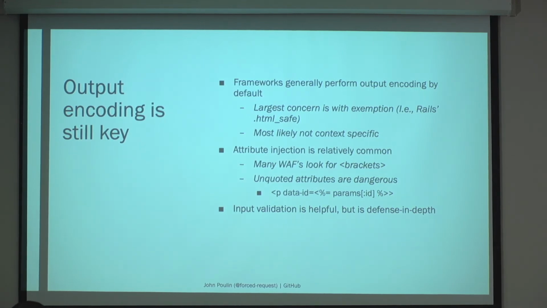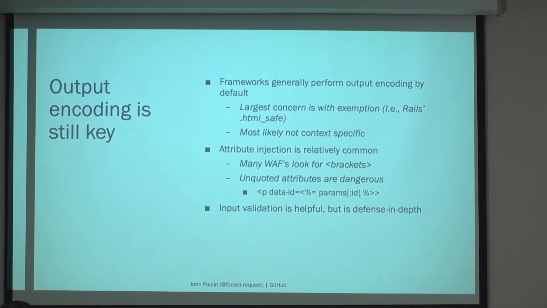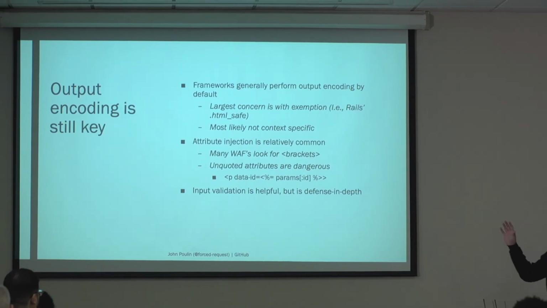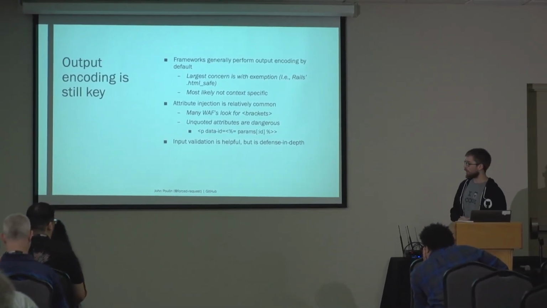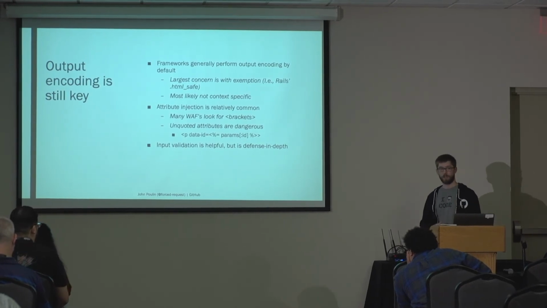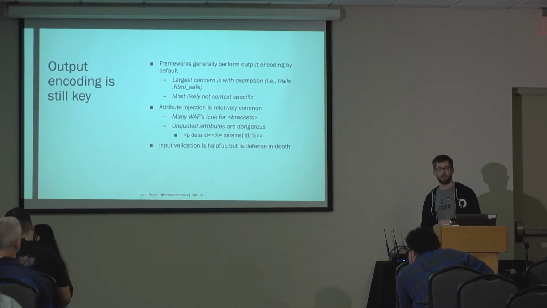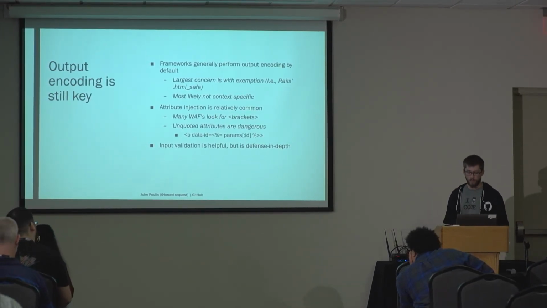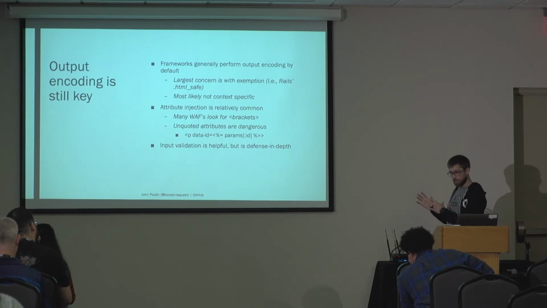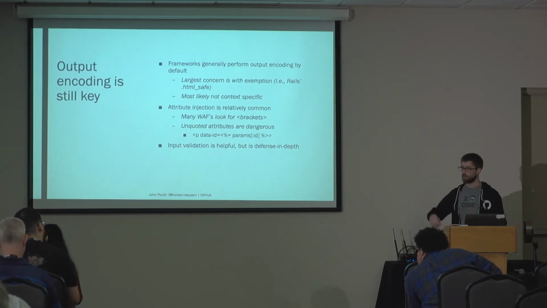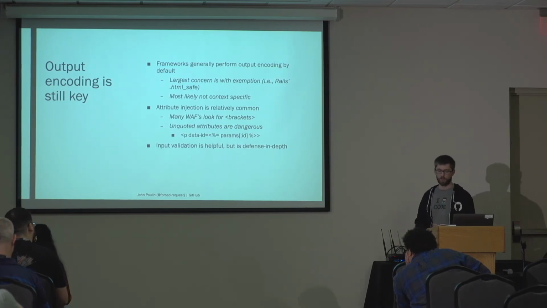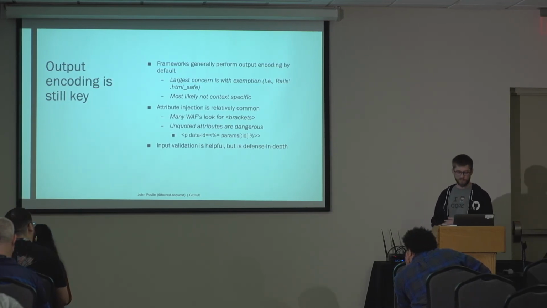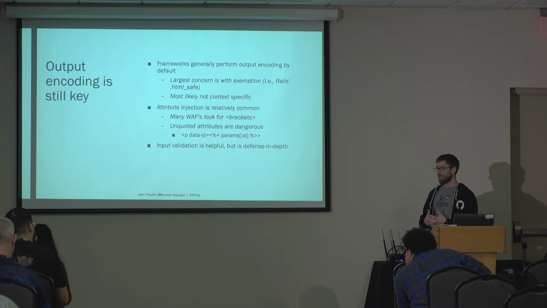And so one of the main issues here is many web application firewalls look for brackets in particular. If you're a .NET developer, you may be familiar with request validator. Request validator looks specifically for a bracket followed by an alphabetic character. Attribute injection payloads would not have that. So they'll bypass request validator. They'll bypass a lot of the WAFs out there. And that's a big problem.